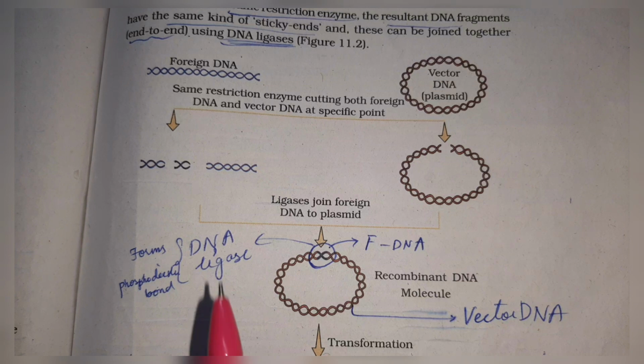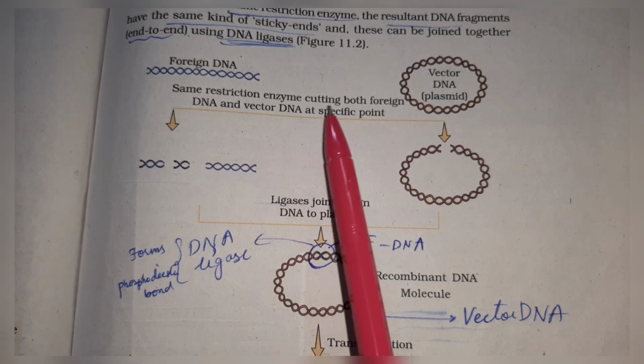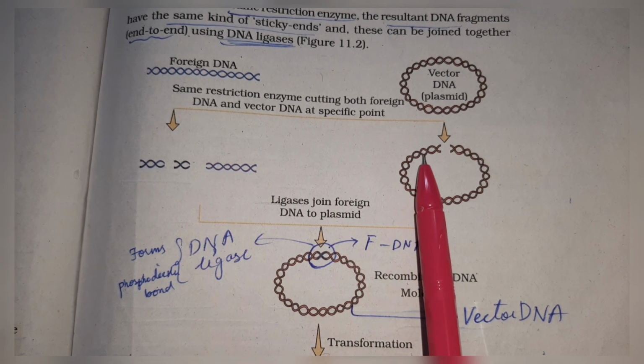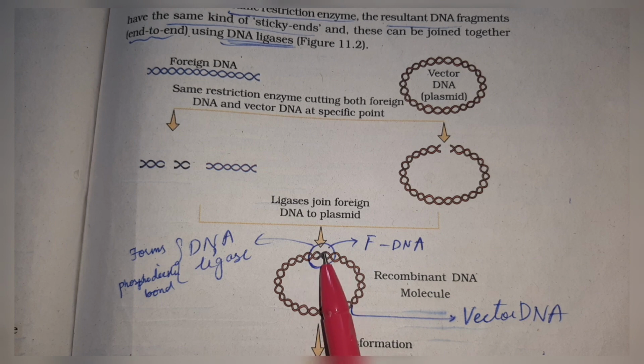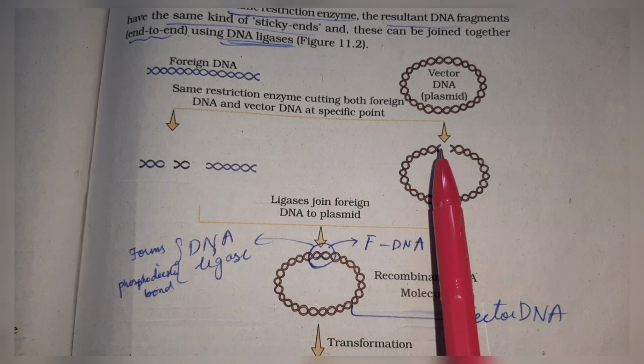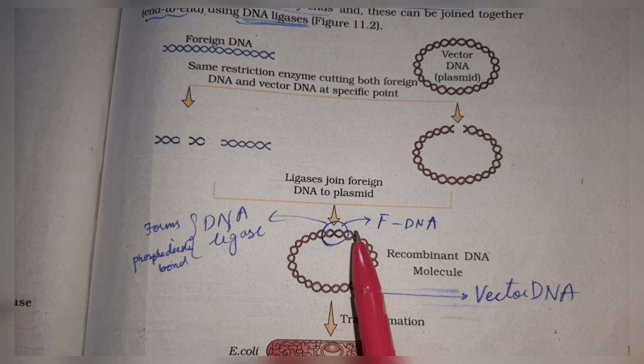Here also we have this foreign DNA and the vector plasmid DNA. They are cut by the same restriction enzyme, so they produce the same kinds of sticky ends. This is cut and this is cut, and they are joined together. These are the sticky ends. You can see this end, and here this end. They have sticky ends, they have hydrogen bonds. They are joined together by DNA ligases.